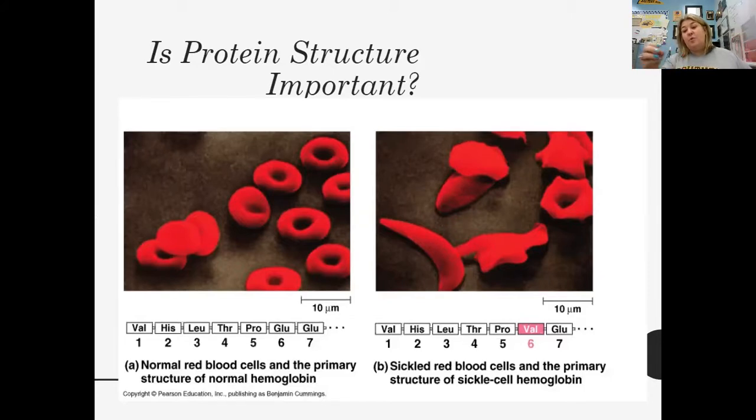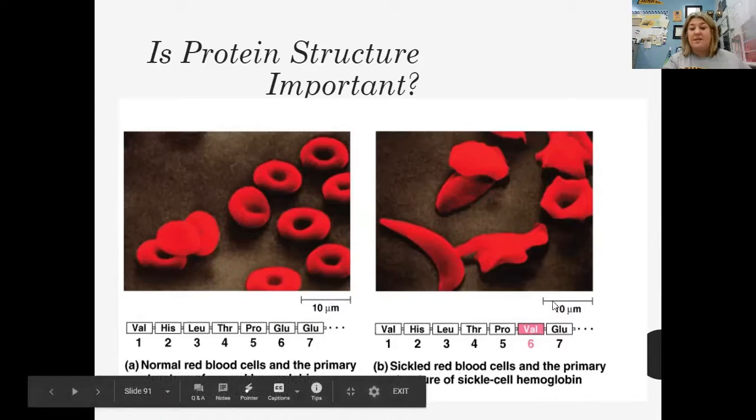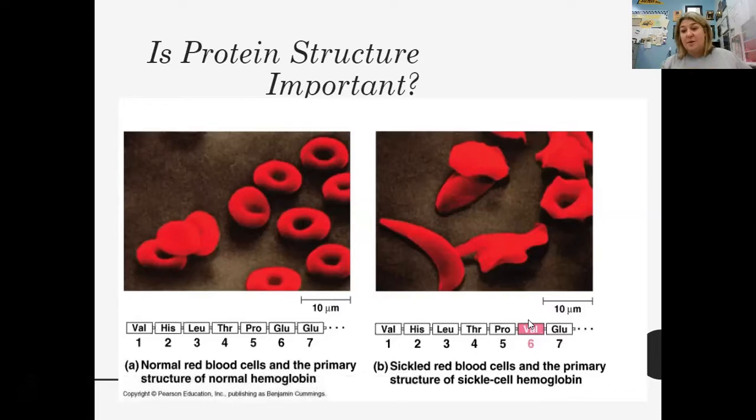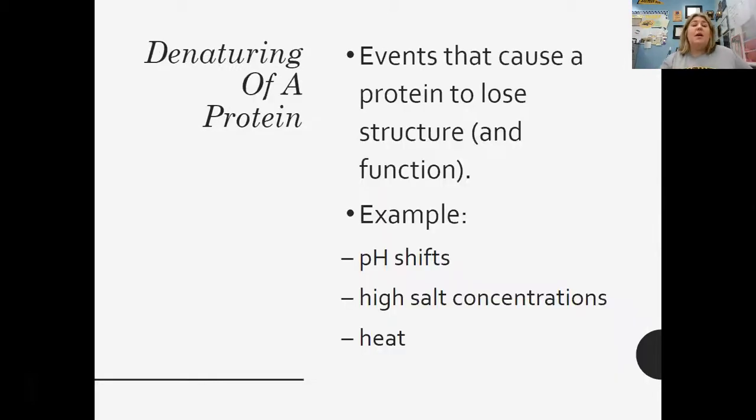And so you produce red blood cells that don't function like they're supposed to, and it causes lots of problems. If you notice, the only thing that's different is the number 6 amino acid. That little change in the DNA caused a new amino acid to go in there, and because that new amino acid went in, it didn't bend like it was supposed to, which means that it didn't form the blood cell like it was supposed to, and it leads to several different problems. Now, proteins will lose their shape, and when they do, we call that denaturation.